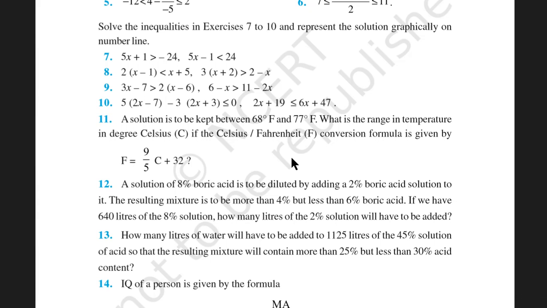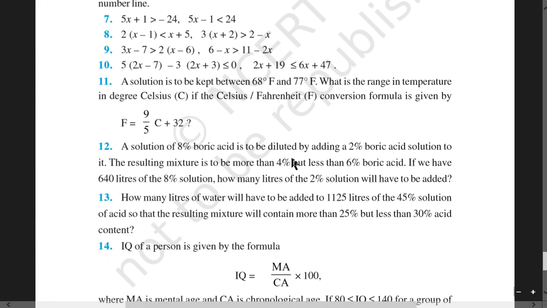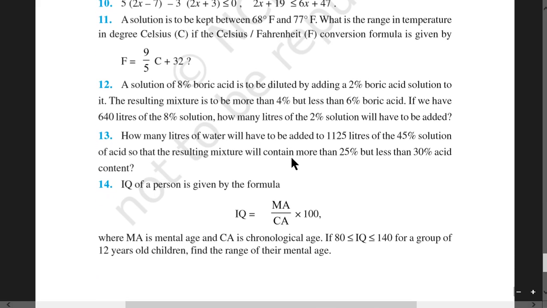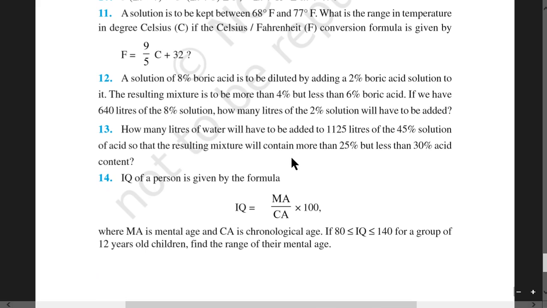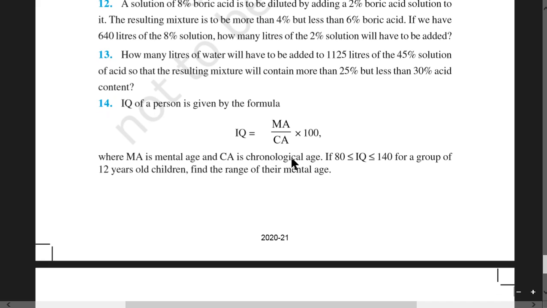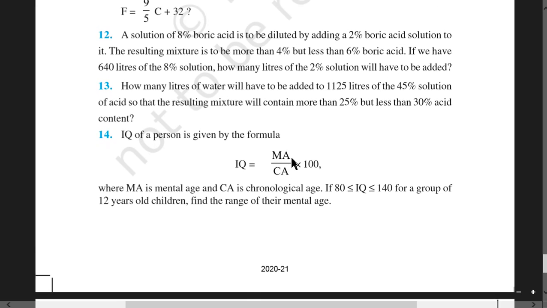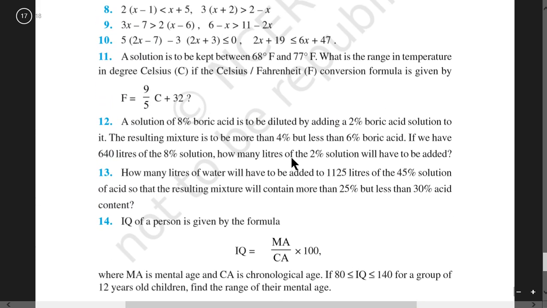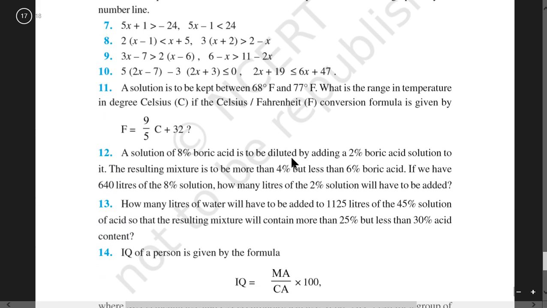Hello students, let us start from question number 11 of miscellaneous exercise, linear inequalities, chapter 6, class 11 NCERT. Questions number 11 to 14, the last set of questions, comprise statement type problems. Let us read first of all the statement of question number 11.